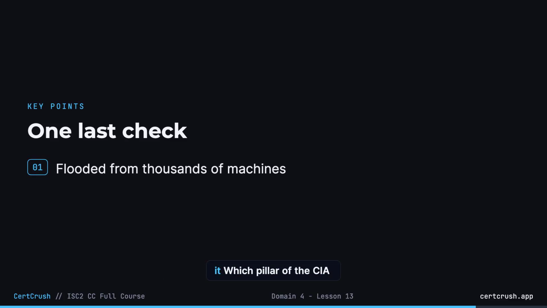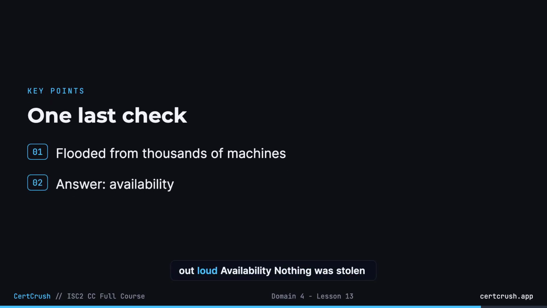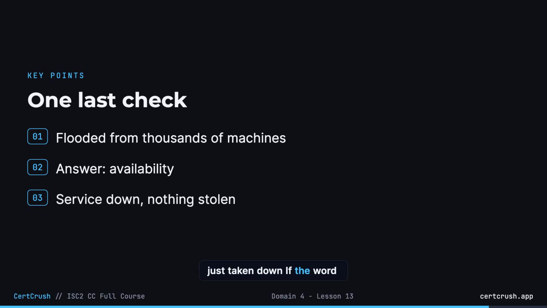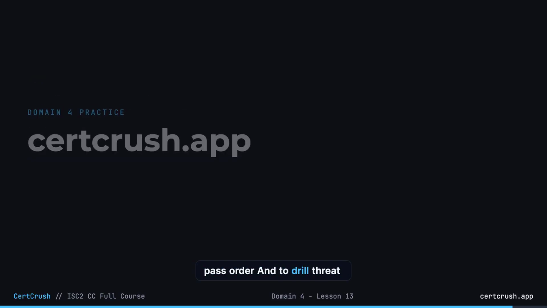One quick question to lock it in. An attacker floods your website with traffic from thousands of machines until customers cannot reach it. Which pillar of the CIA Triad did they attack? Say it out loud. Availability. Nothing was stolen, nothing was changed, the service was just taken down. If the word you reached for was availability, you have got the master key to this whole lesson. That is the promise kept. You can now name every threat this domain tests and map it straight to the pillar it breaks.